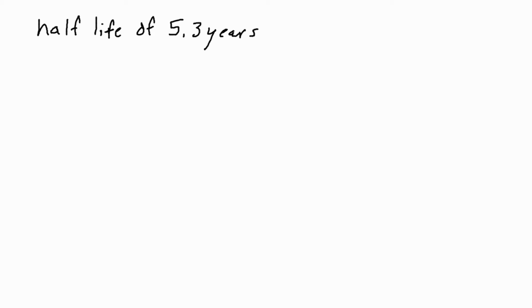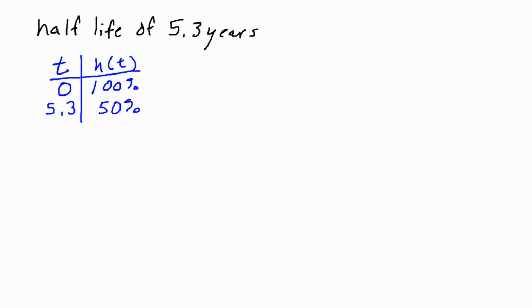So we know that we have a half-life of 5.3 years. What that means is that at year 0, we had 100% of our cobalt-60. After 5.3 years, we had half of that. This gives me 2 ordered pairs that I can use to set up my equation.